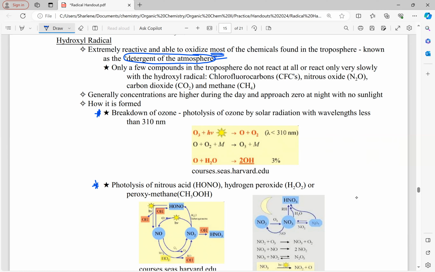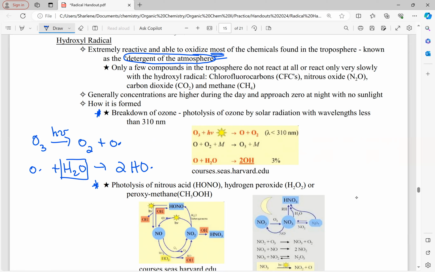So if you have ozone in the presence of light, and there's a lot of that in the upper atmosphere, you're going to make O2 plus an O radical. Well, that O radical can react with water to make two hydroxy radicals. And that's a good thing, but it does depend on having water in the same location.